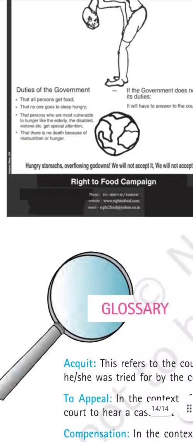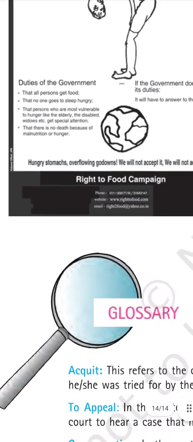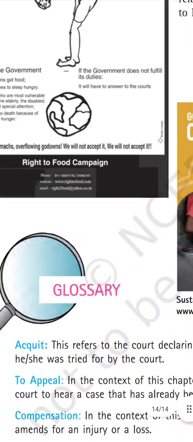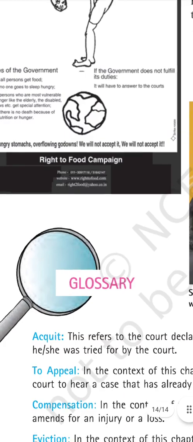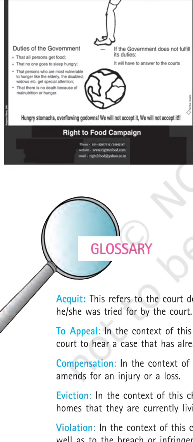that there is no death because of malnutrition or hunger. If the government does not fulfill its duties, it will have to answer to the courts. Hungry stomachs, overflowing godowns, we will not accept it. Right to Food campaign.